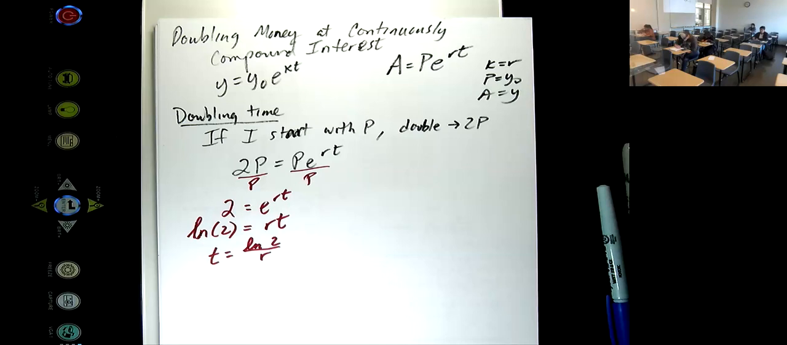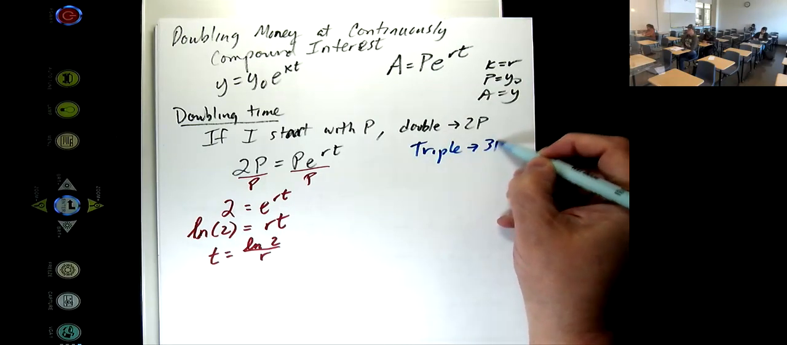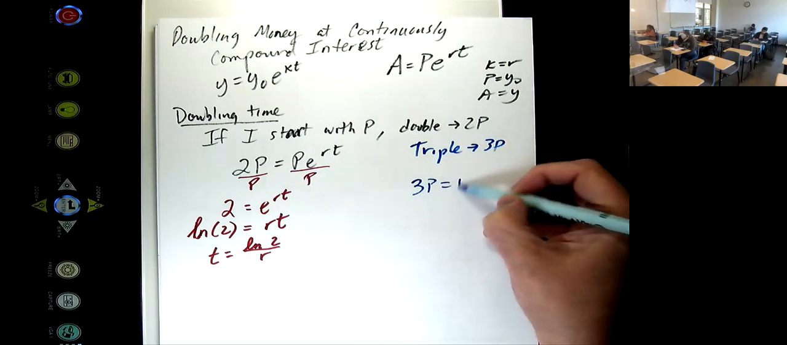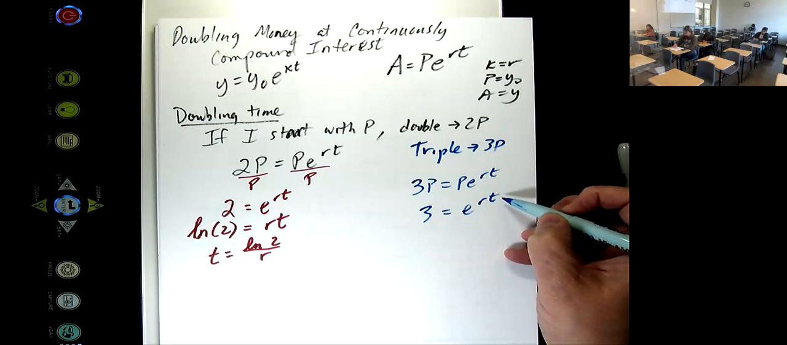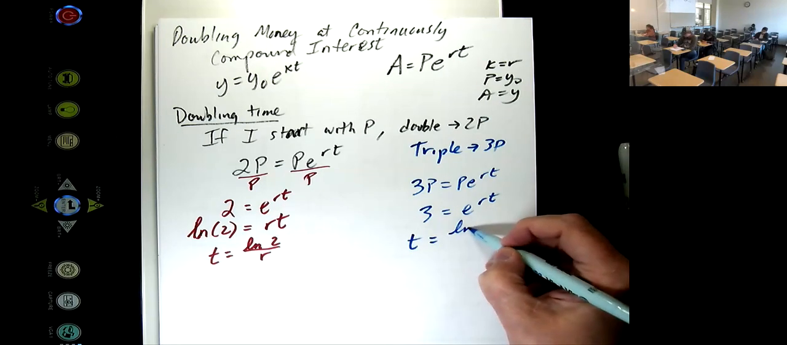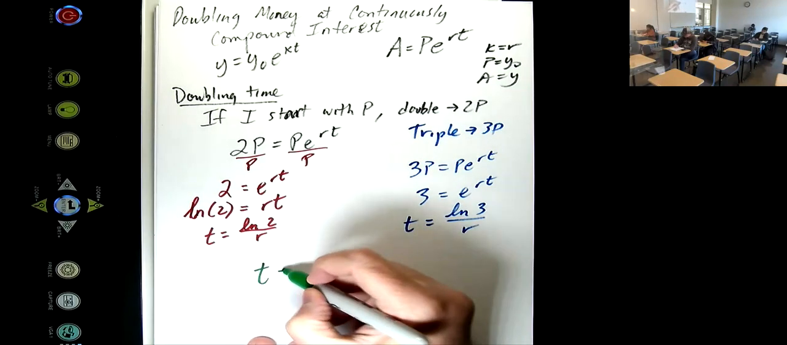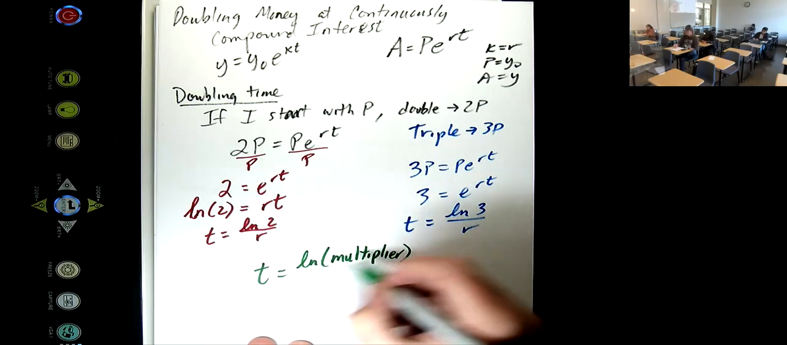How does this change if I want to go for triple my money? If I go for triple, I have 3P. And the P still divides away. And T equals ln of 3 over R. What you end up getting if you just solve it in the generic form is T equals the natural log of the multiplier that you're looking for, divided by the rate.